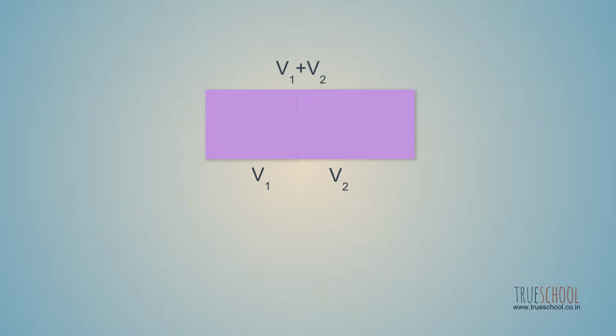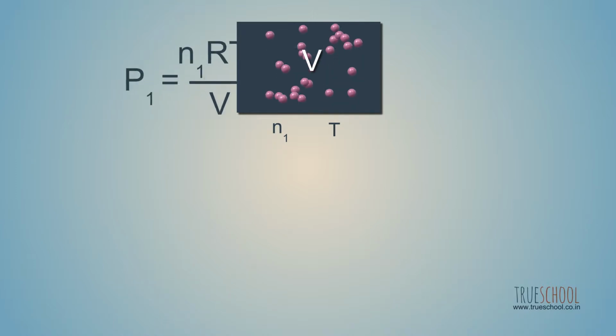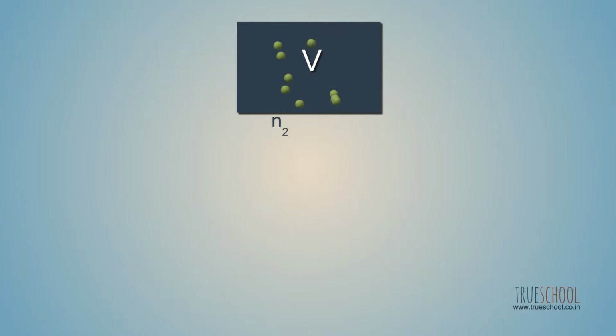But this is not the case with gases. Let's understand it with this simple example. Let's assume we have a container of volume V. It is filled with N1 moles of a gas at temperature T. Hence, from the ideal gas equation, we can say that the pressure experienced by the container walls will be this. Now imagine N2 moles of another gas in the same container at the same temperature. We can find the pressure of this gas again using the ideal gas equation.